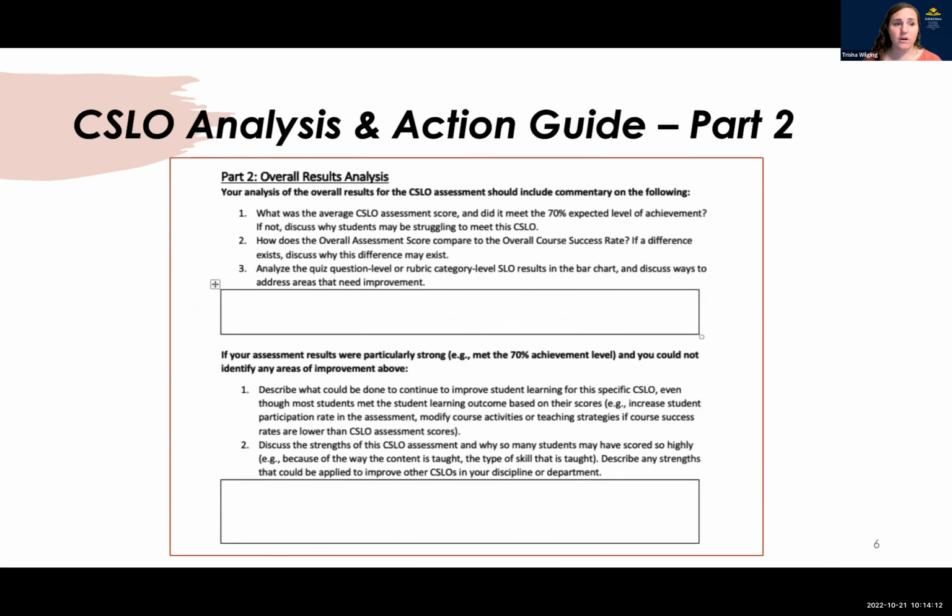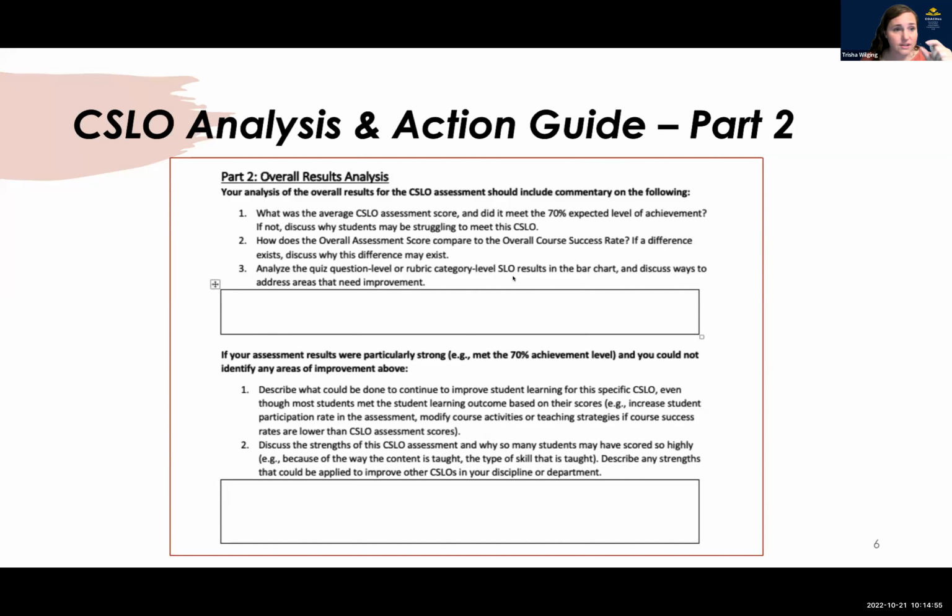Okay, part 2 of our analysis and action guide, we ask faculty to reflect on their overall results. Did the assessment, for example, meet the 70% expected level of achievement? How does that overall score compare to the overall course success rate? We know that a certain set of things go into course success, and another set of things go into student learning outcomes attainment, right? So maybe faculty have the opportunity to have that consideration, right? And then a very important question is we ask them to analyze the quiz question level or rubric category level SLO results in the chart and discuss areas that need improvement.